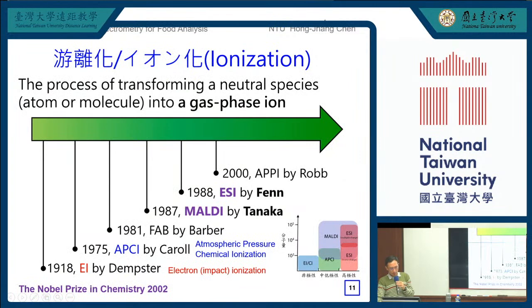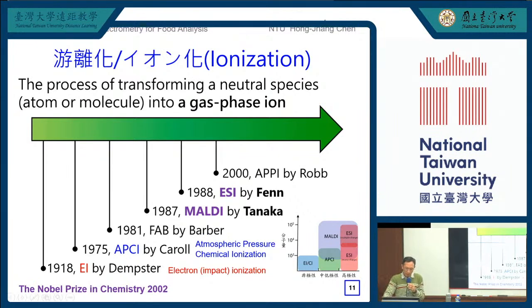Okay, so ionization is very important. Ionization is a key parameter of MS because MS only detects charged, electronic gas phase ions. The process of transforming a neutral species into a gas phase ion with a charge is called ionization. There are many ionization methods that could be used, depending on the compound polarity. Again, the compound structure will affect the ionization efficiency.